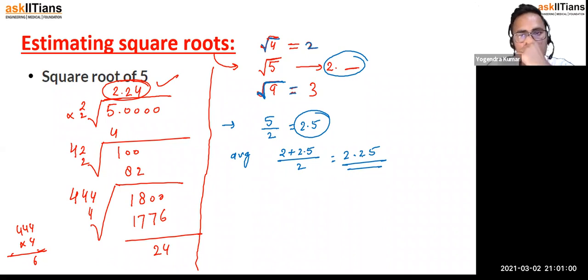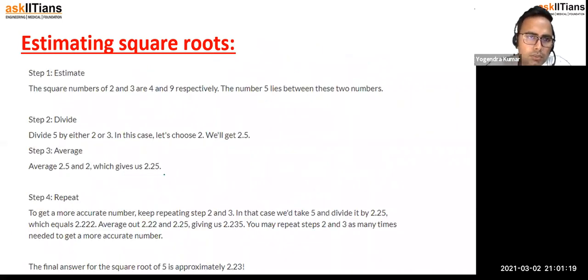Now I got 2.25, and what I have here again is 2. So the average of, okay, sorry, first divide 5 by 2.25. So what we get here, we can divide, right? Okay, let me show you. Why don't I show you the methods? Okay, like this here, the estimation method.